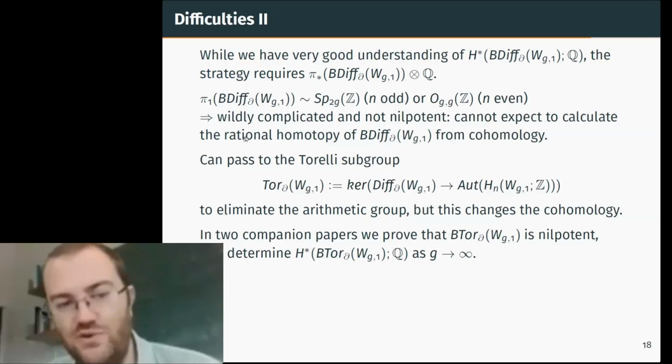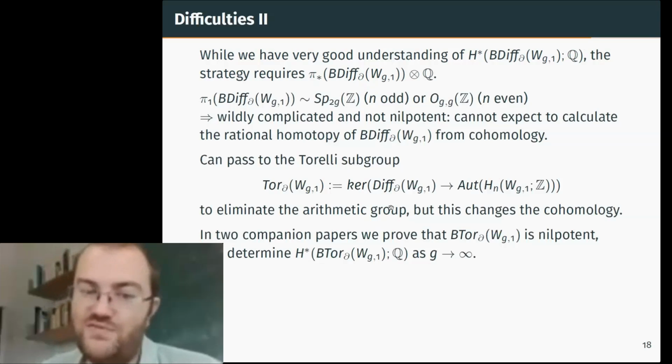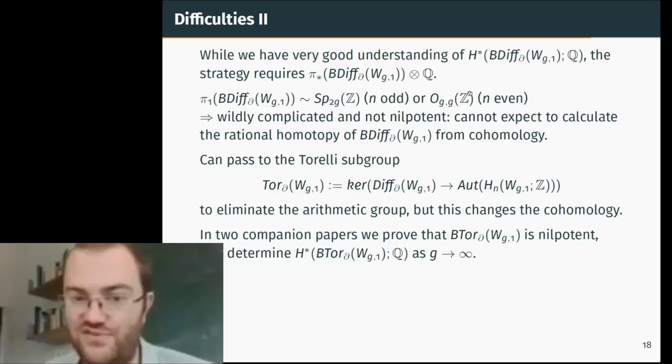So you can make what's called the Torelli group, which is diffeomorphisms of the manifold that act trivially on the middle cohomology of the manifold. That has the effect of eliminating this big arithmetic group from the mapping class group, but of course it's a very different group.